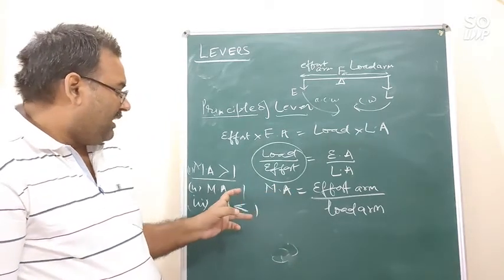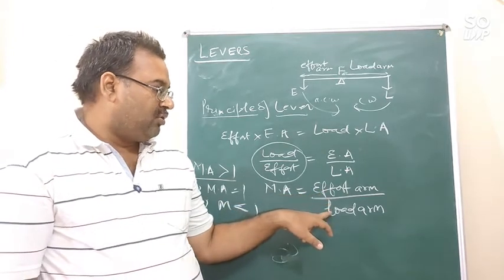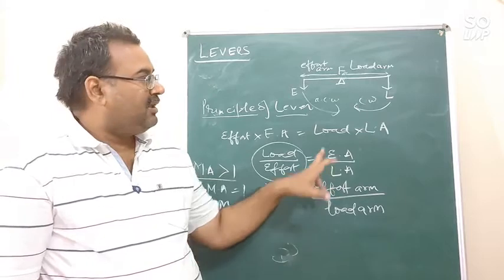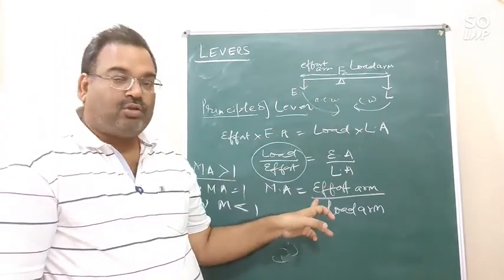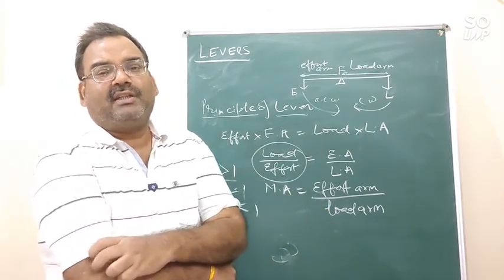Then, mechanical advantage equal to 1 will happen when the effort arm is equal to the load arm. When both the arms of the lever are equal, in that case mechanical advantage will be equal to 1, and these kinds of levers are used only to change the direction.